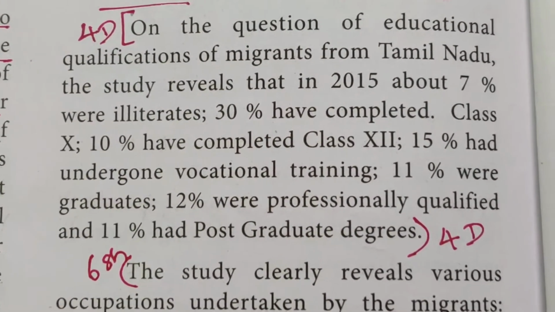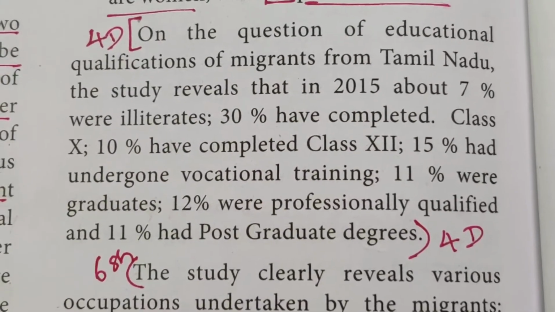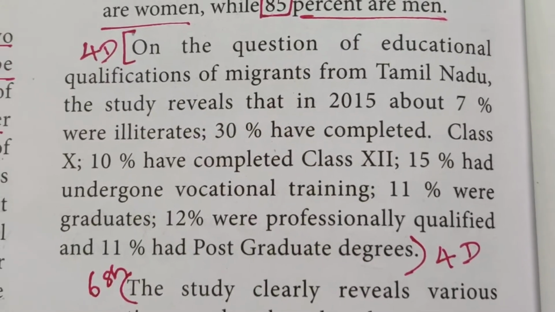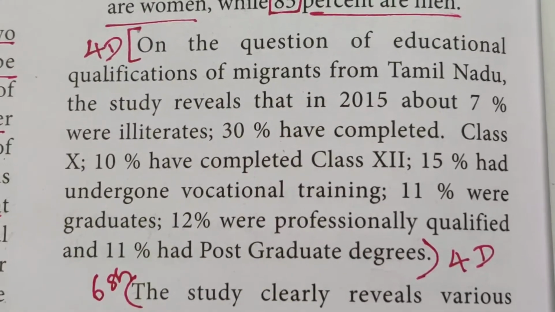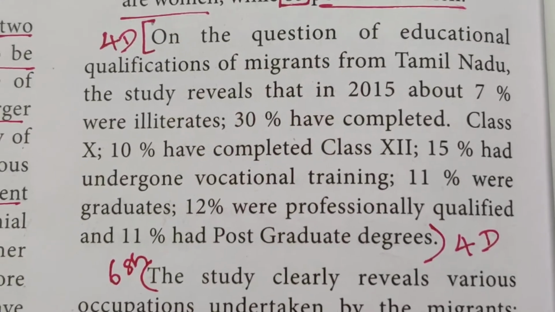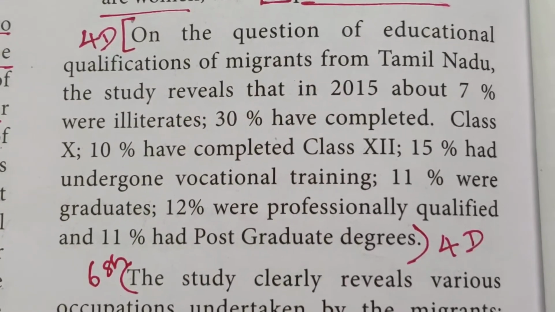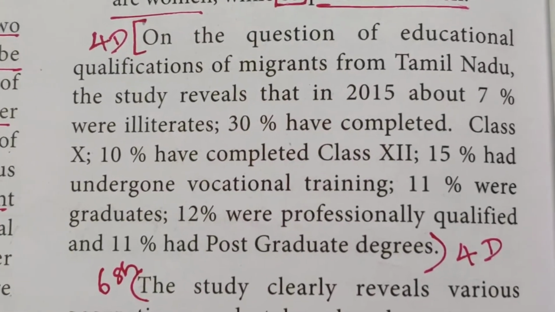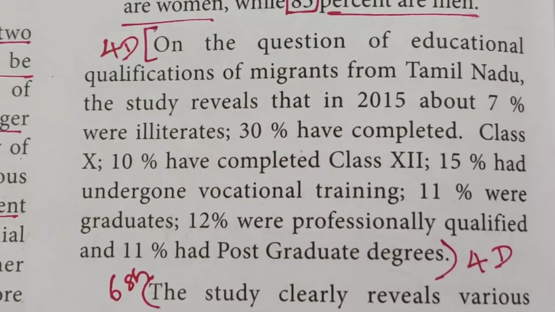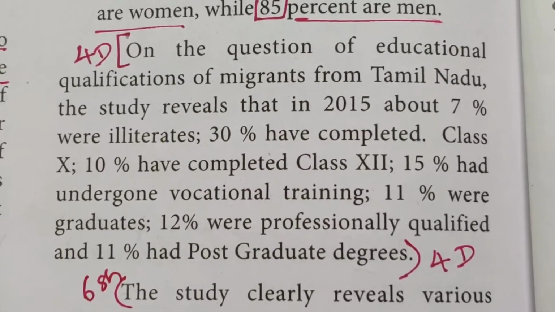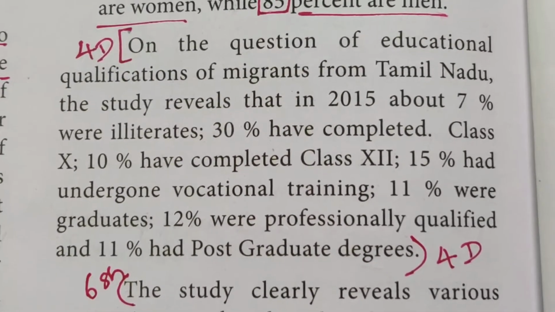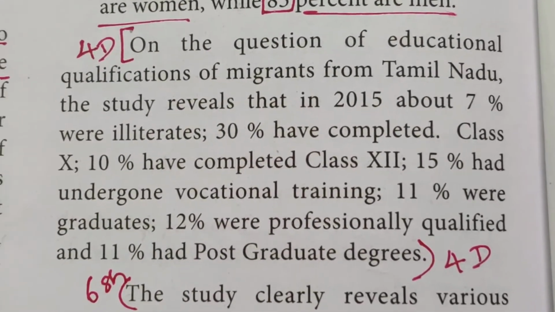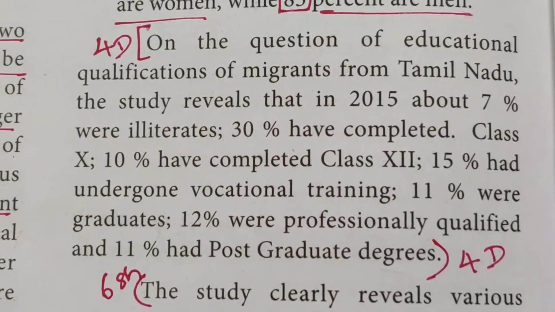15% had undergone vocational training, such as typing classes and management courses, everything under vocational training. 11% were graduates, the degree holders. 12% were professionally qualified, for job purposes, like MBBS, engineering, and professional qualifications like CA. Then 11% had postgraduate degrees, having completed master's degrees.